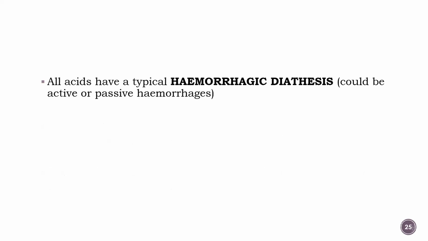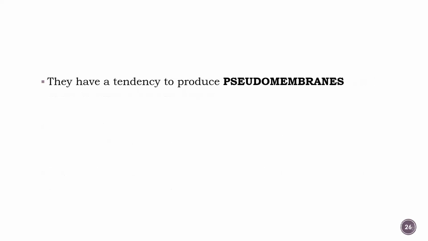So next, most important is hemorrhagic diathesis. Again, I mentioned to you, it could be active or passive, okay. Active is most probably seen in inorganic acids, and passive is seen in organic acids. So they have a tendency to produce pseudomembrane. They destroy the part on which they act, and they produce a pseudomembrane on top of that. Okay, tendency to produce pseudomembrane.